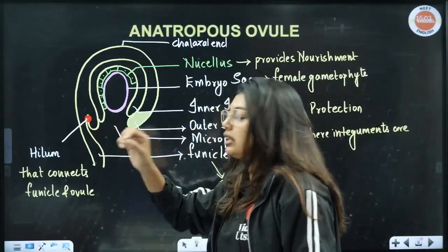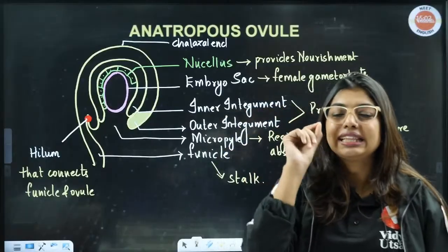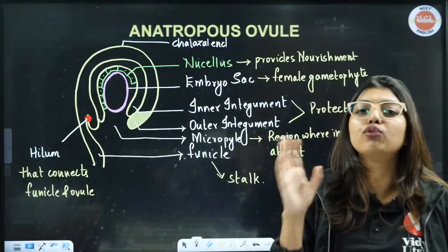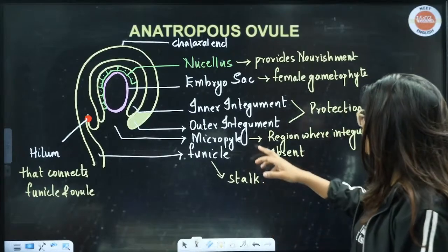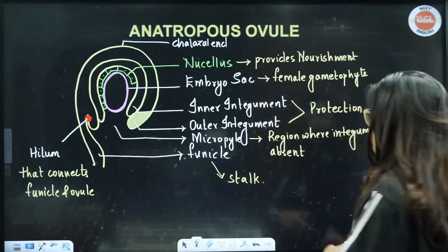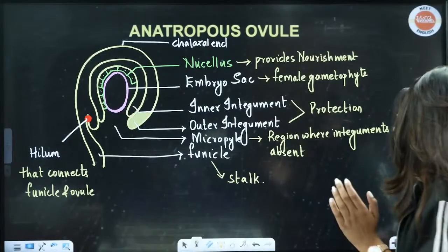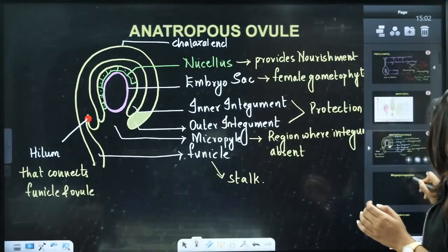And then if you look here, there is a small notch-like structure that attaches the funicle and the ovule together, which is called the hilum. Everything is understood? This is clear, I hope. Just let me know if any doubts are there.